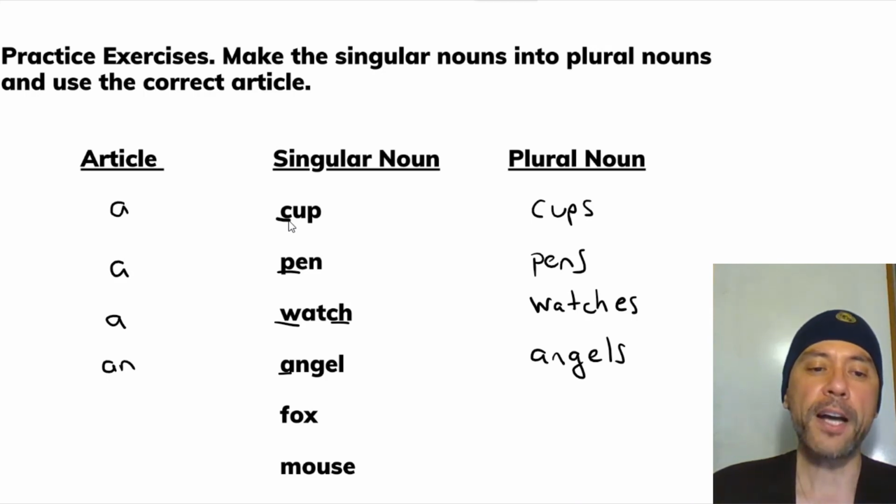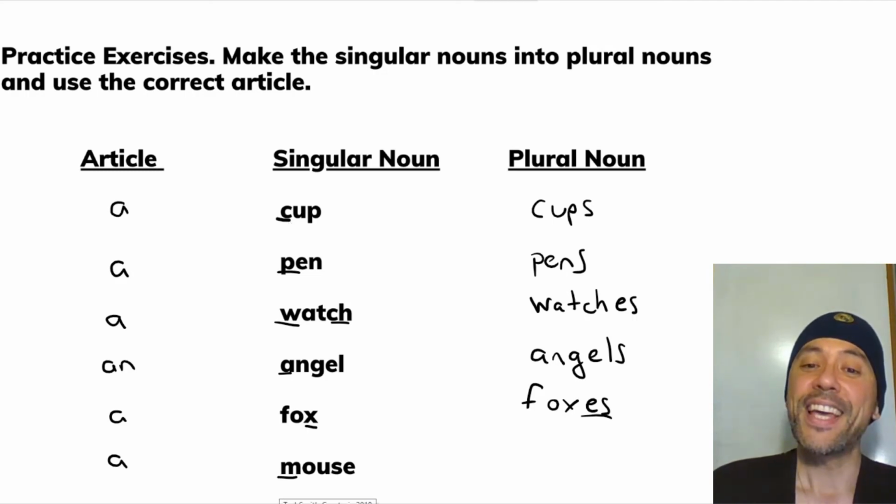Okay, fox, a fox. Now the end X we looked at before, so we have to add ES to make it plural. So foxes, ES. And then the last one is a mouse, because M is a consonant. But for plural, this one's irregular. So I would not have expected you to get this one correct because it's tricky. So mouse, the plural of mouse is mice.